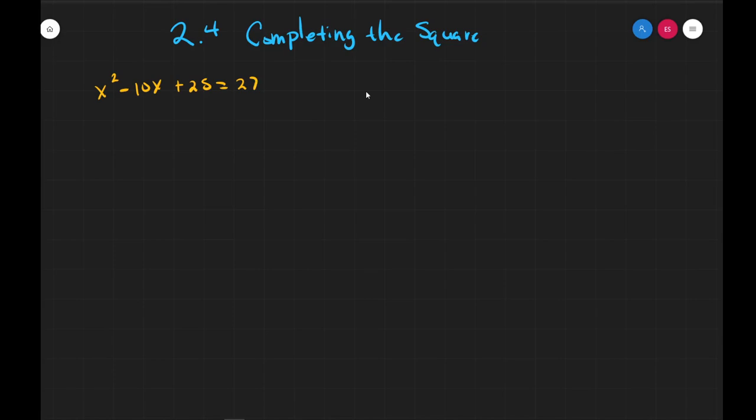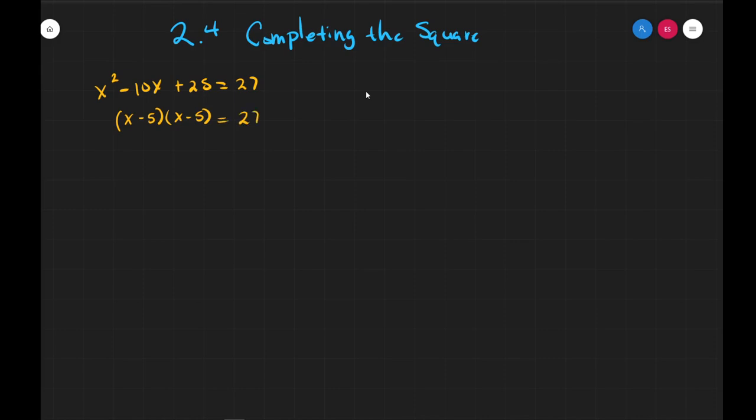The way we're going to solve this is we're going to try factoring. Let's try factoring this. We need two numbers that multiply to be 25 that add to negative 10. And those numbers are negative 5 and negative 5. So if we have x minus 5 times x minus 5, that will give us this, equals 27.